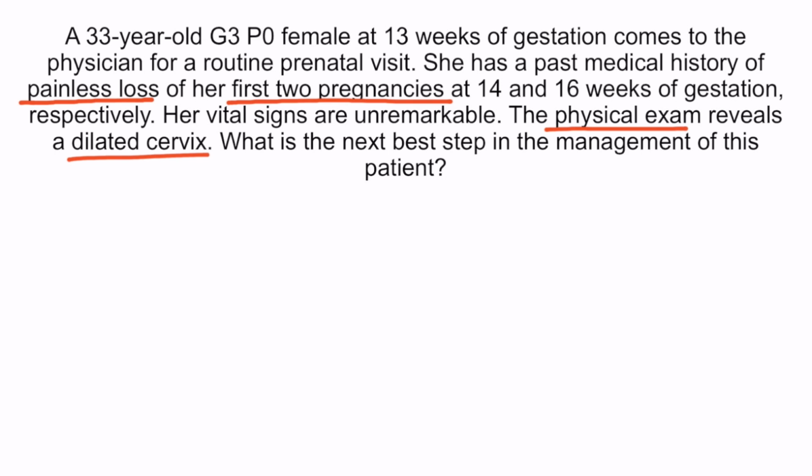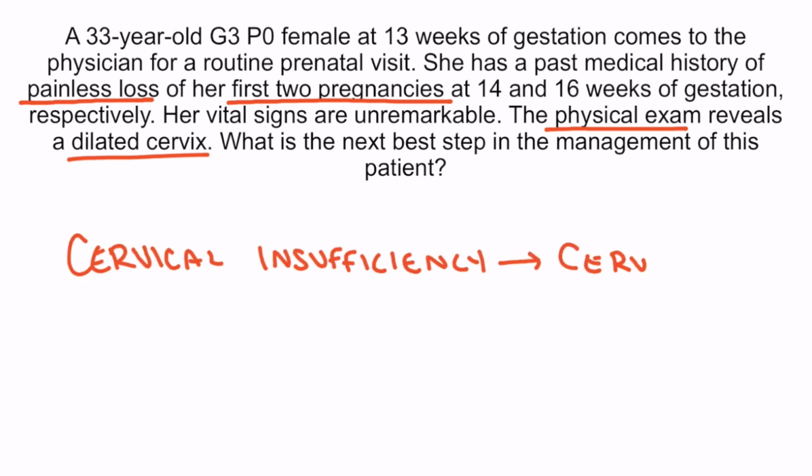So this is fairly straightforward based on what we've just talked about. The patient has painless loss of her first 2 pregnancies, and on physical exam, you can see a dilated cervix. So both of those findings are consistent with cervical insufficiency. So the next best step in management is to give a cervical cerclage. And that concludes this section.